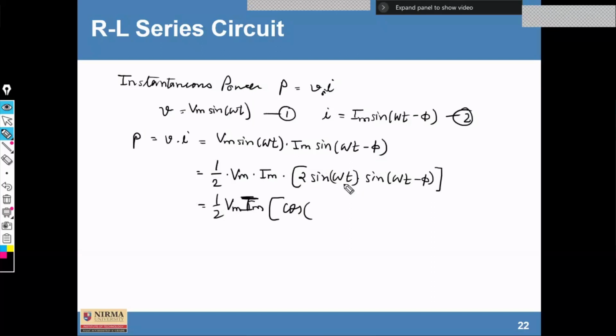So here there is a term called 2f, so twice the frequency. Now we can consider the actual power consumed: P is equal to Vm Im into cos phi. Or we can write Vm by root 2 into Im by root 2 into cos phi. Or we can write Vm by root 2, that is Vrms.